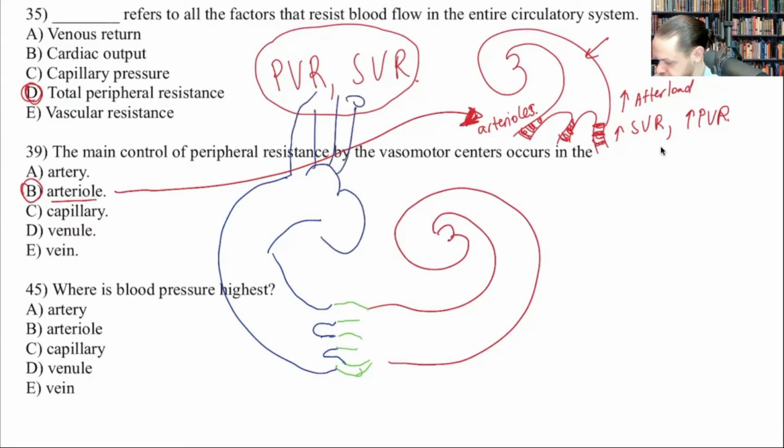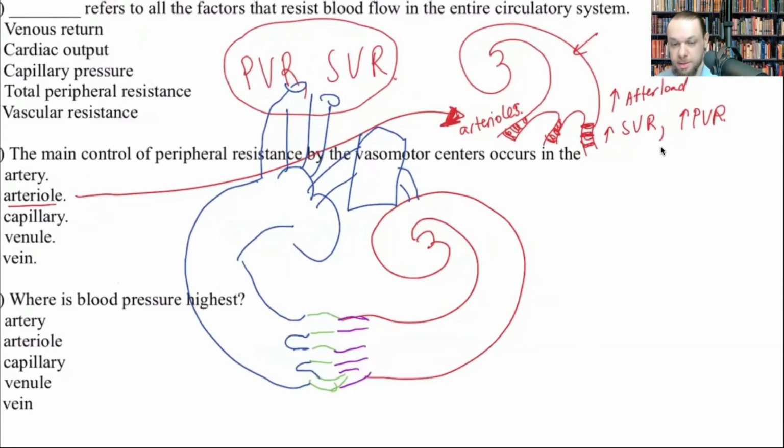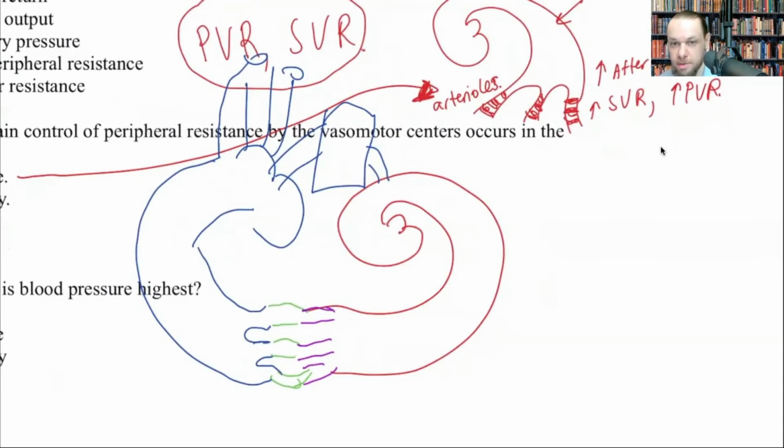Jugulars. And it goes to your lungs. So usually when we talk about the flow, we're going to start with the major artery, which is the aorta.